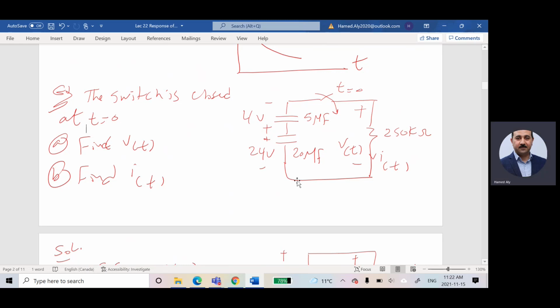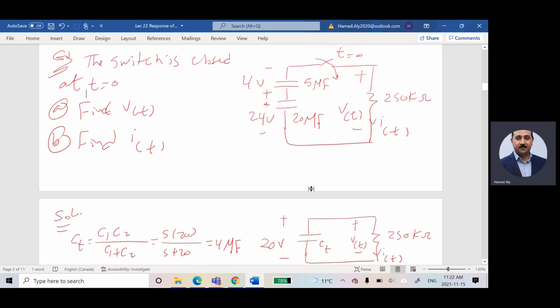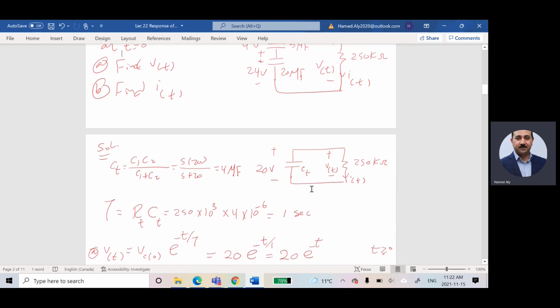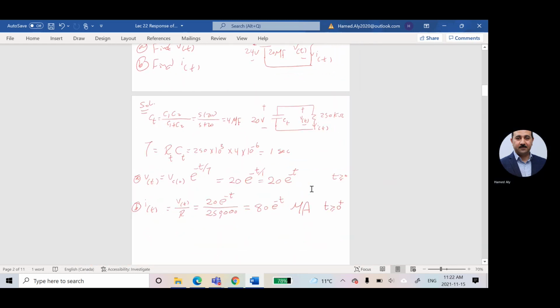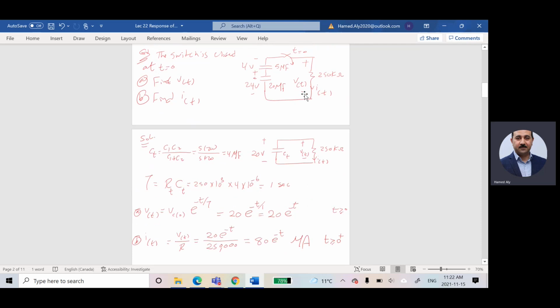What's your opinion? How to calculate the voltage? Here I calculated the total voltage between these 2 points. But if I asked you to calculate the voltage across 20 or 5 microfarads, what I asked you here was to calculate the voltage between these 2 points, which is V total. What about if I would like to find the voltage across 5 or 20 microfarad? What should I do?